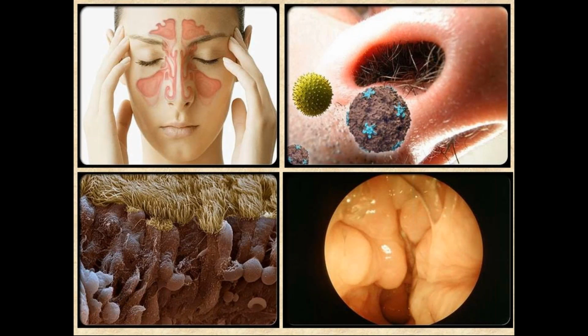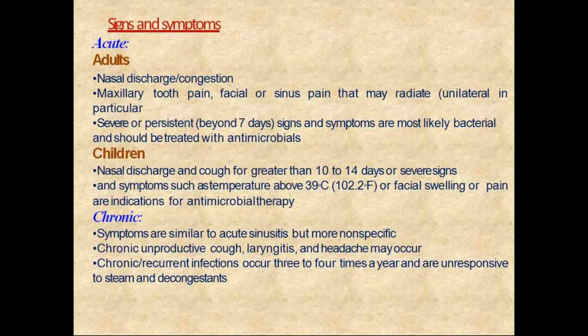So, can you see the parts of the sinus? Signs and symptoms of sinusitis are again divided into 2 types, acute and chronic. Acute: in the case of adults, it is usually characterized by nasal discharge or congestion. Since it usually spreads to the maxillary sinuses also, there is maxillary tooth pain, and facial or sinus pain may radiate. It may be severe or persistent. Often, acute sinusitis can be treated with antibiotics.